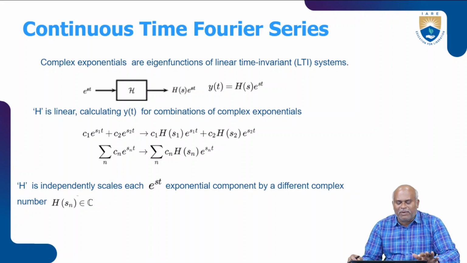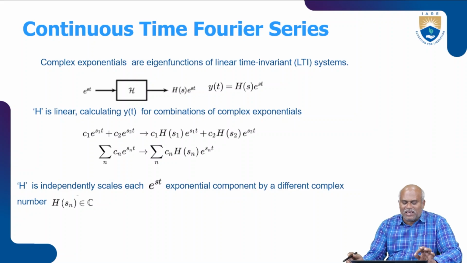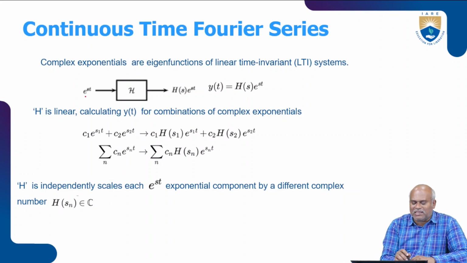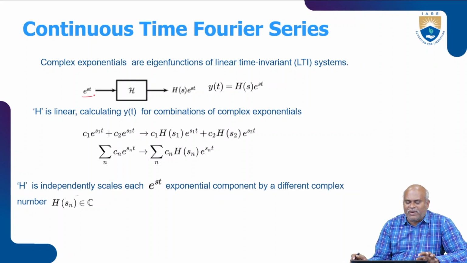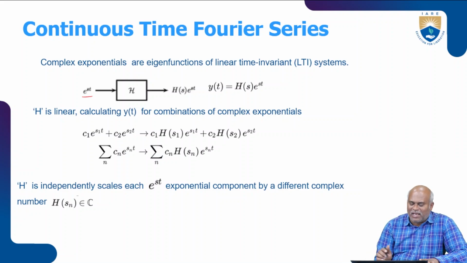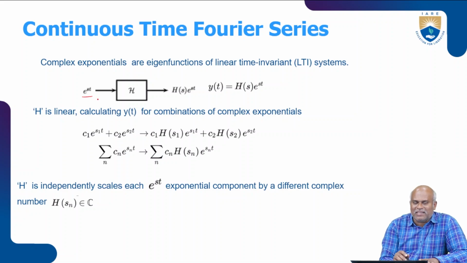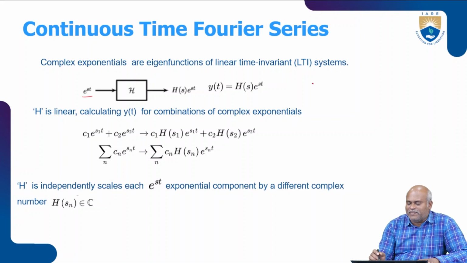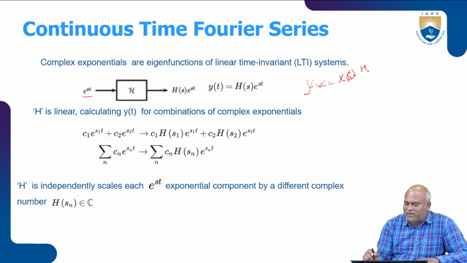So now I take a continuous signal. That signal is represented as e power st. For a complex exponential signal, an eigenfunction of a linear time invariant system, I should take e power st. I write for the function h and produce the output, which is represented as y of s. This y of s is equal to x of s into h of s.